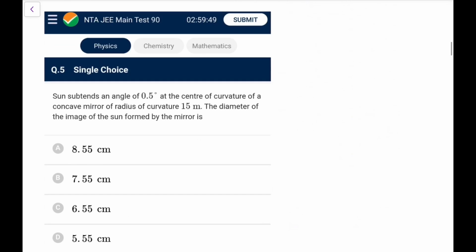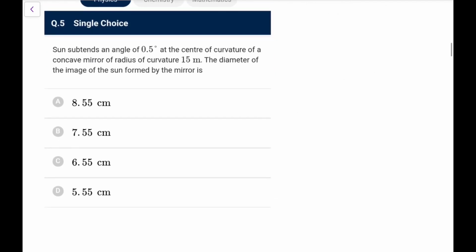Next, the sun subtends an angle of 0.5 degree at the center of curvature of a concave mirror of radius of curvature 15 meter. What is the diameter of the image of the sun formed by the mirror? Again, this is the same question that came in your NEET test some days before. The same question.